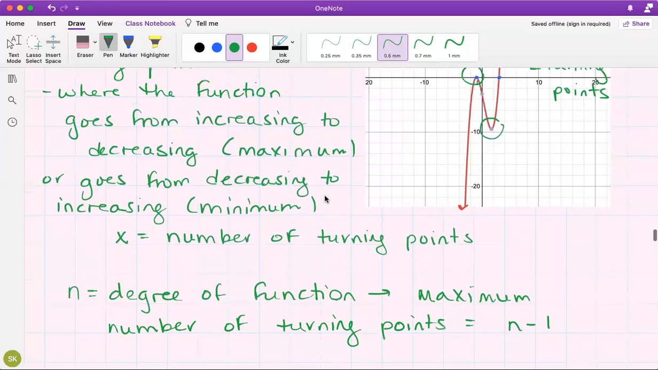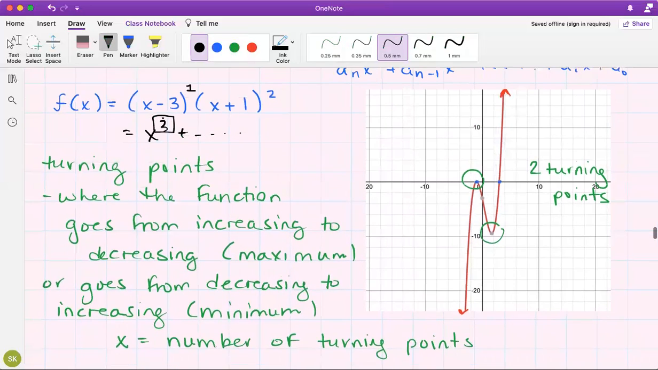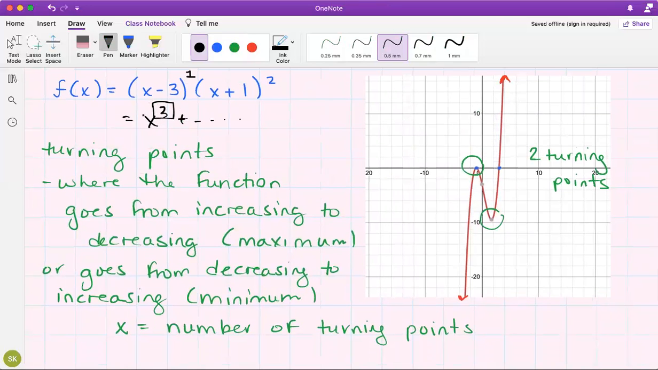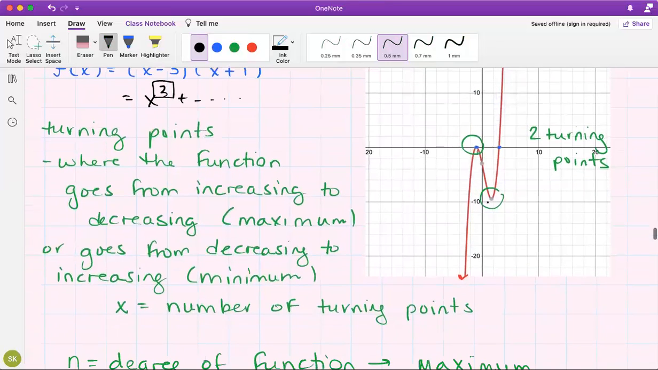So for our particular example, remember that this function, its degree is 3. Remember when we FOILed it out, we got an x cubed term. This was equal to x cubed plus some other stuff. But the degree was 3. That was the power on the leading term. And we had 2 turning points. Now it is possible for you to have less than 2 turning points for a degree 3 function.